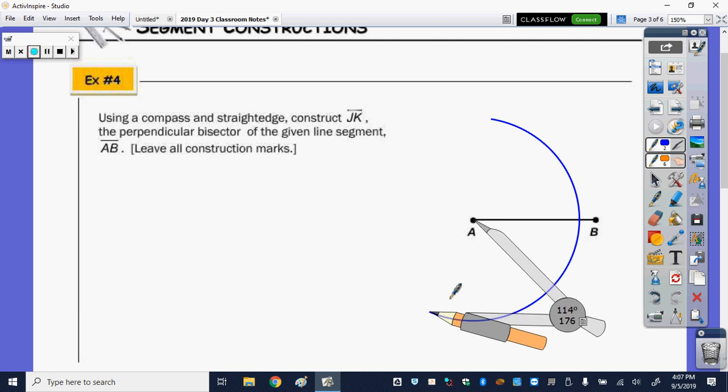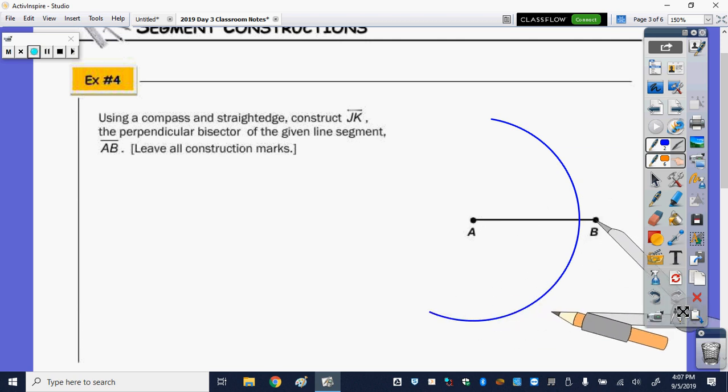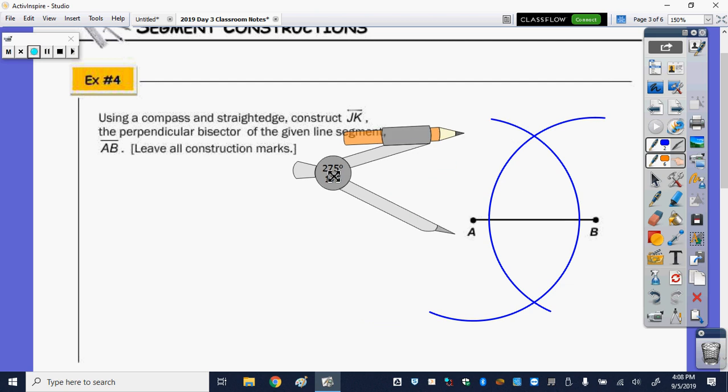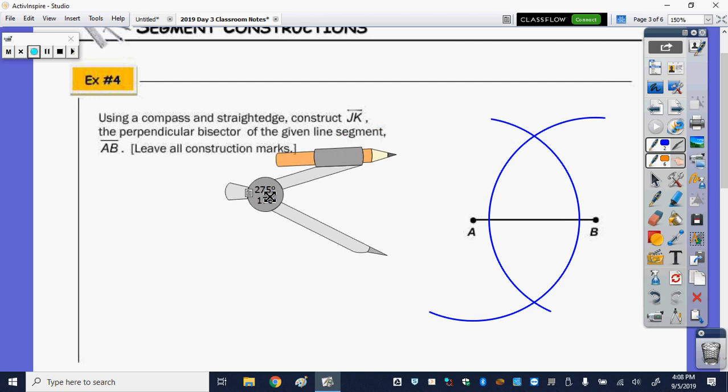Okay? Then you're going to slide it over to the other endpoint, and you're going to draw the same size arc, so you're not changing the compass setting. And if your pencil goes past the midpoint of that segment, your arcs will overlap. Okay? So my arcs intersect here and here. If your pencil didn't go past the midpoint, your arcs would not overlap and you'd have to make it wider and do it again.